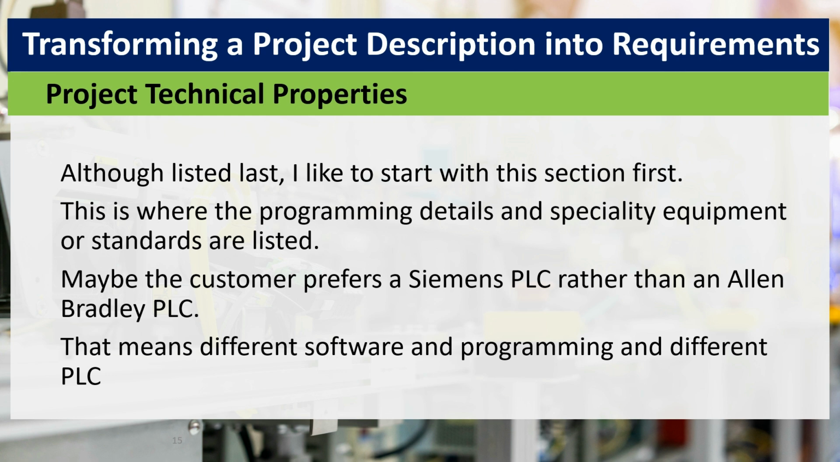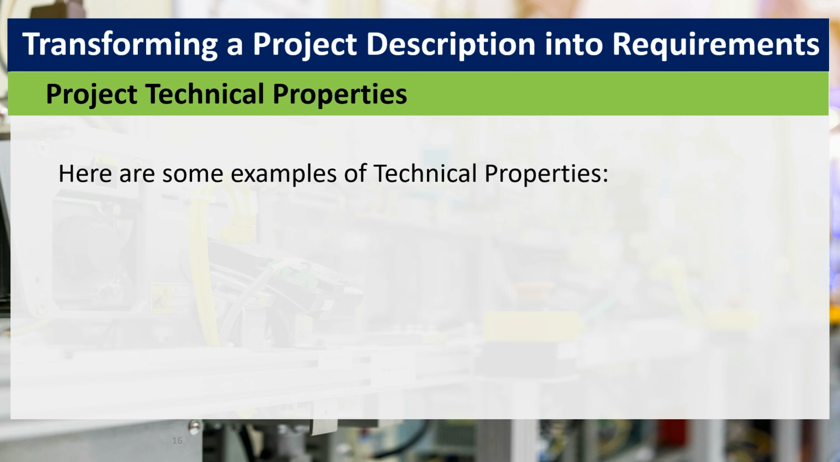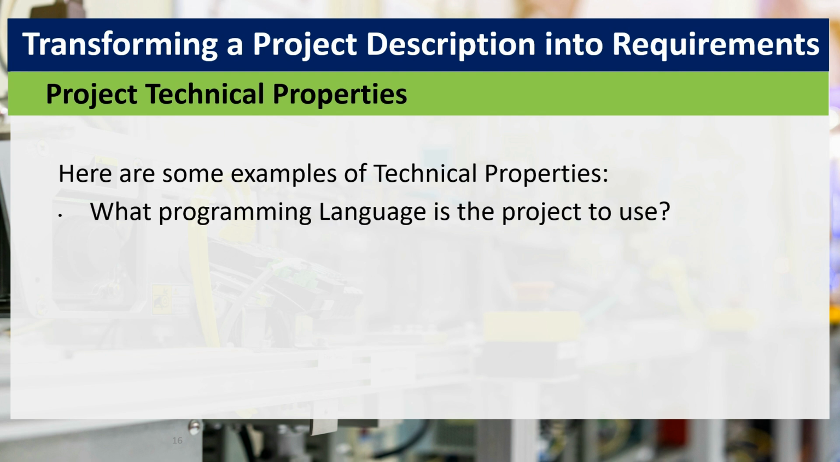This is where the programming details and specialty equipment or standards are listed. Maybe the customer prefers a Siemens PLC rather than an Allen Bradley PLC. Well, that means different software and programming and a different PLC. Without finding that out, you could invest a lot of time, money, and effort only to find it gets rejected. Here are some examples of some technical properties.